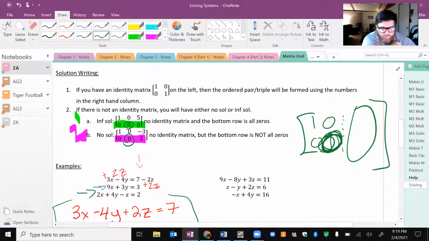How do you tell the difference? I just said it. Infinite solutions, you have all zeros on the bottom row. No solutions, you have all zeros, and then in the solution column, you have a number.